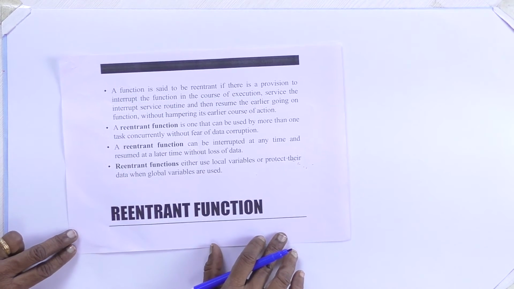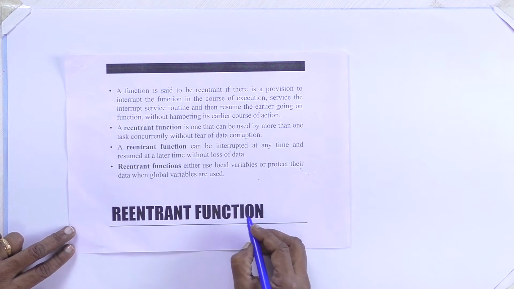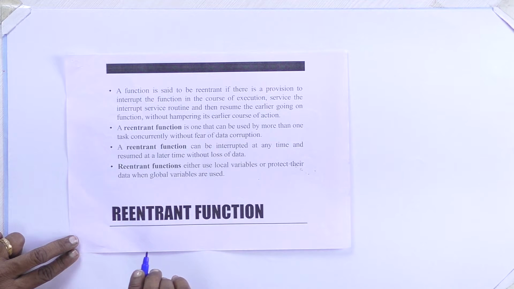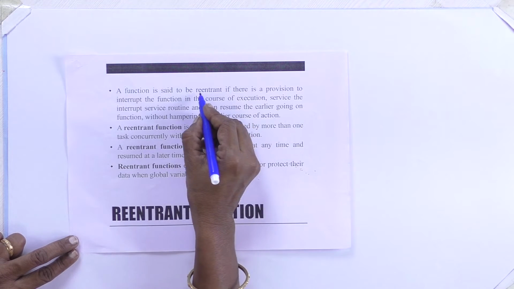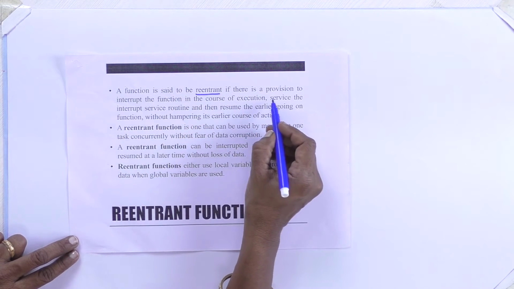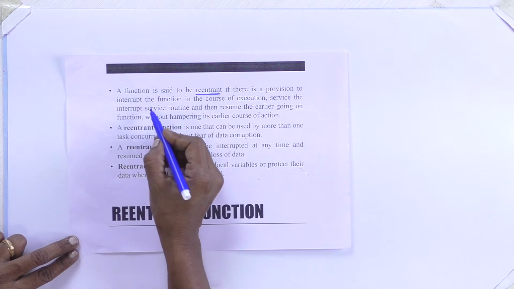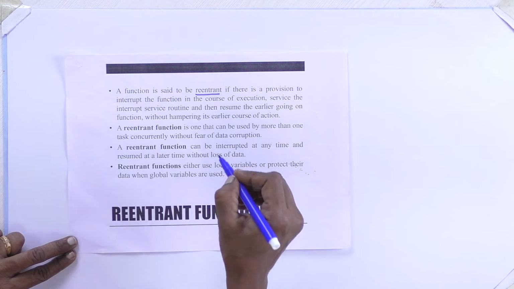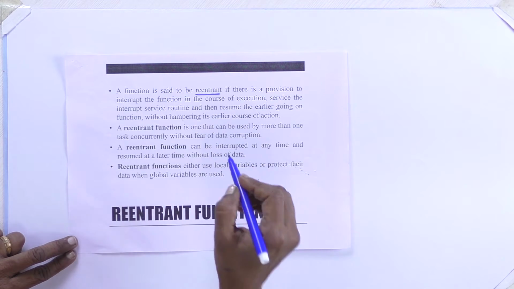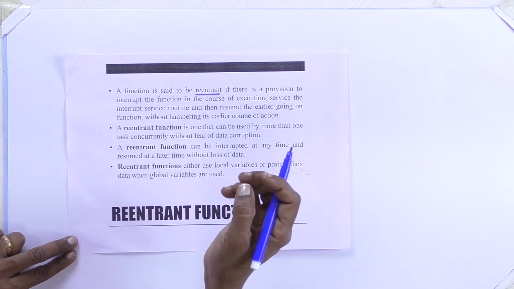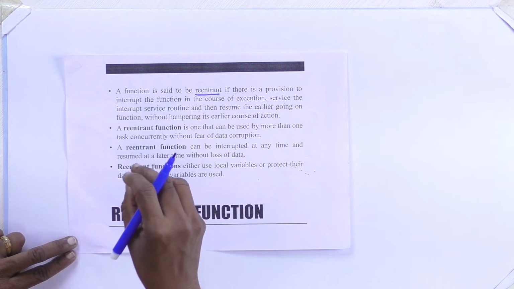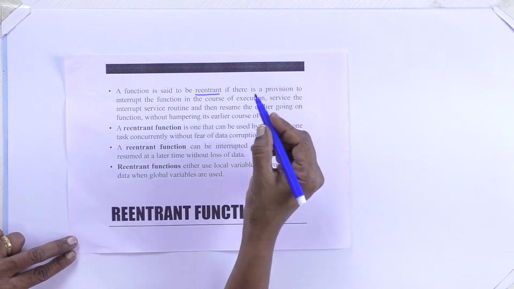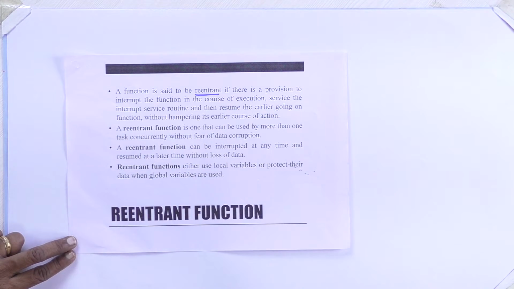So the third function, as we discussed, is the reentrant function. A function is said to be reentrant if there is a provision to interrupt the function in the course of execution. For example, I have a program written, so if there is a provision to interrupt, stop and run some other subroutine, then that is called a reentrant function.